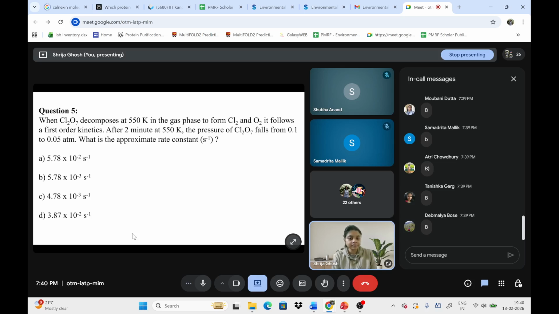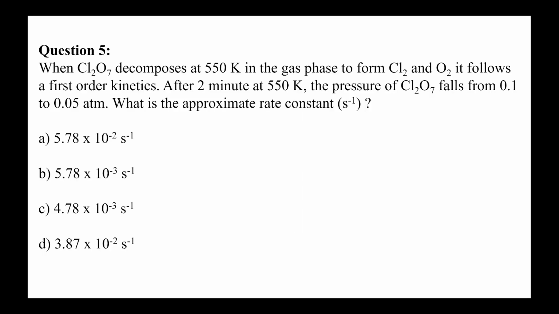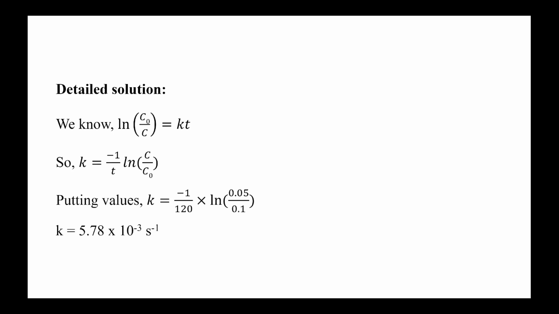Okay, I see 5 people have answered option B. Let's see if option B is the correct answer or not. That is the correct answer. So I told you, you just have to replace the values in the first order reaction rate equation. So you have the initial pressure, you have the final pressure, you have the value of t given. So you have to solve for k. Just replace the values, solve the equation, and you will get the answer.